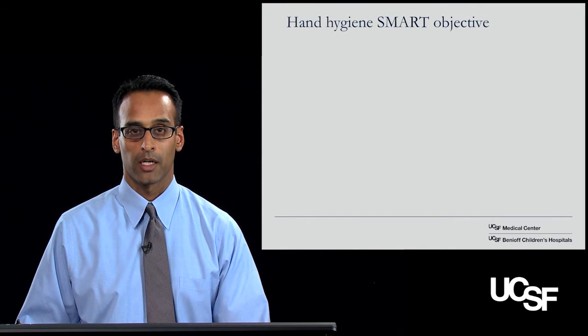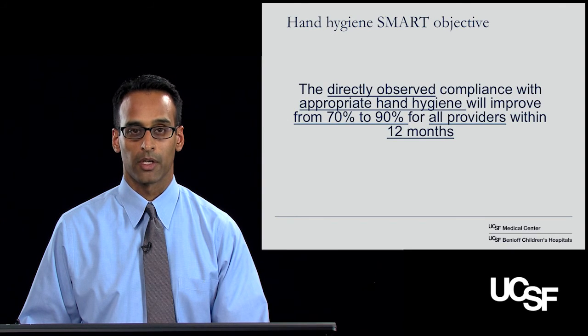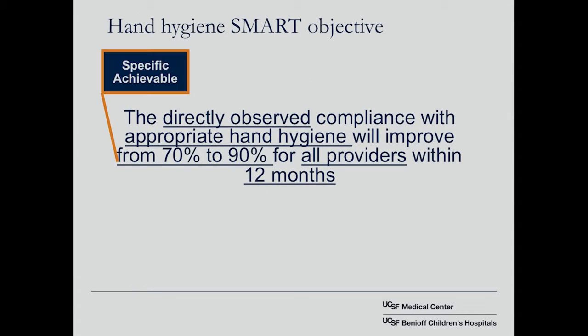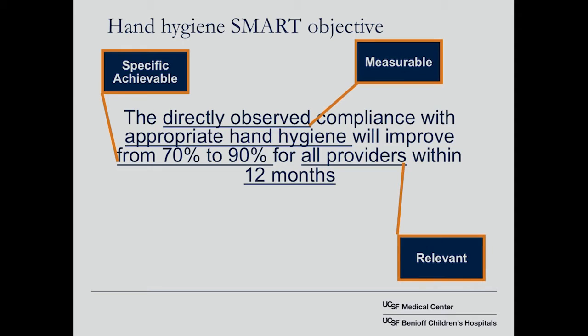An example SMART objective for improving hand hygiene might look something like this. Breaking this down according to the SMART criteria, you can see that this objective is both specific and achievable in that it defines exactly what is the desired target improvement. It is measurable, since we have defined exactly how appropriate hand hygiene will be measured. It's relevant because it defines the population that is being targeted. And it is time-bound in that it gives a specific time frame during which we hope the improvement will occur.